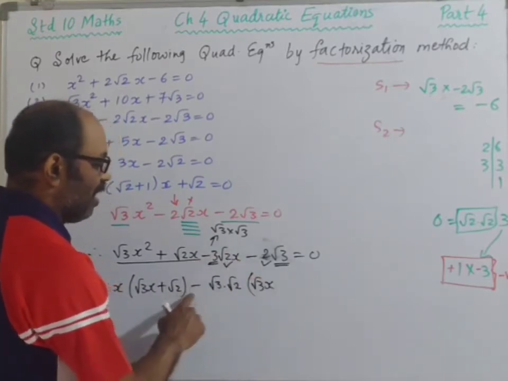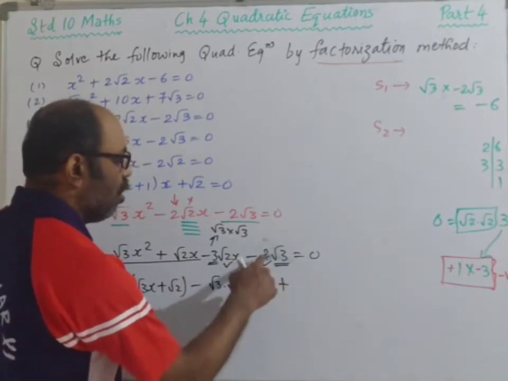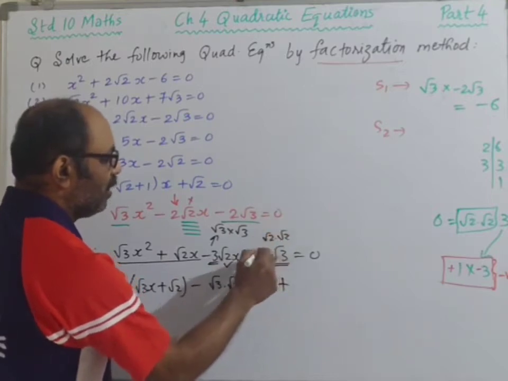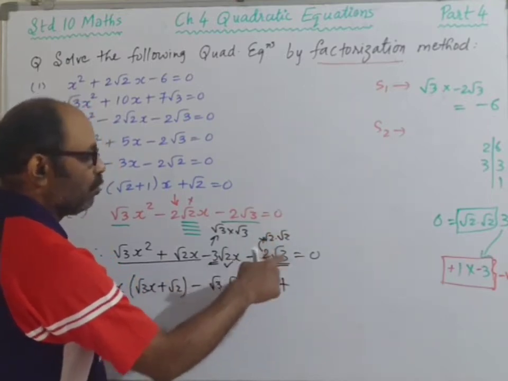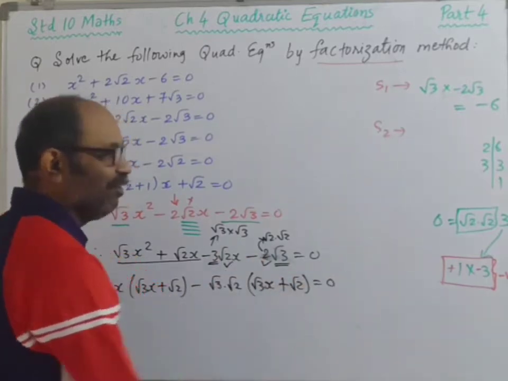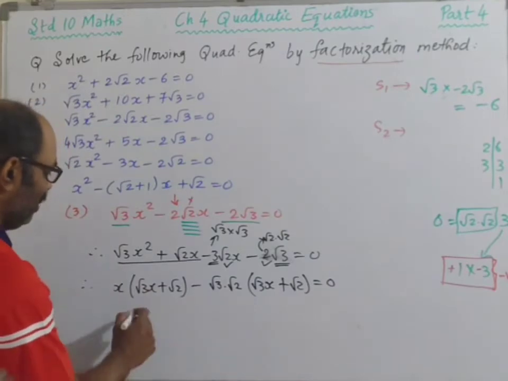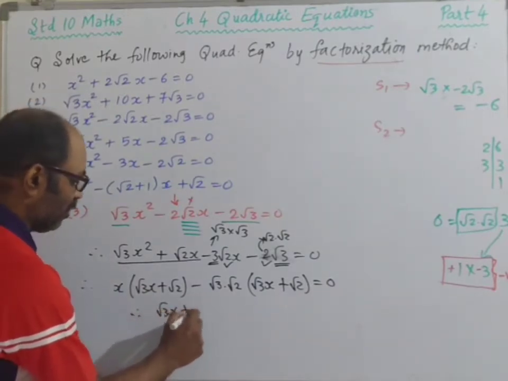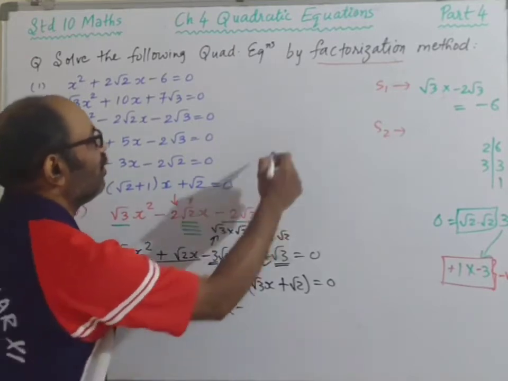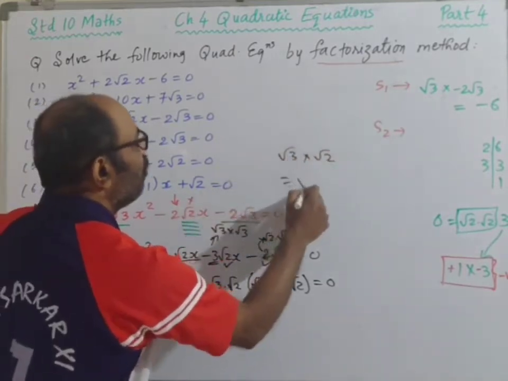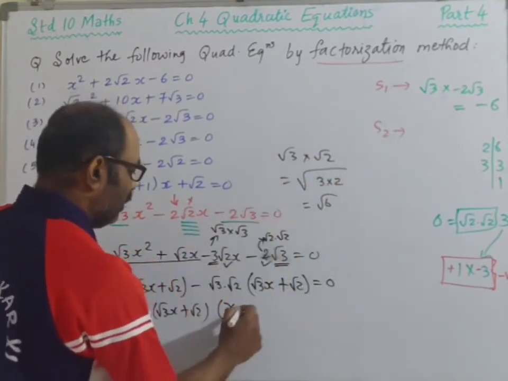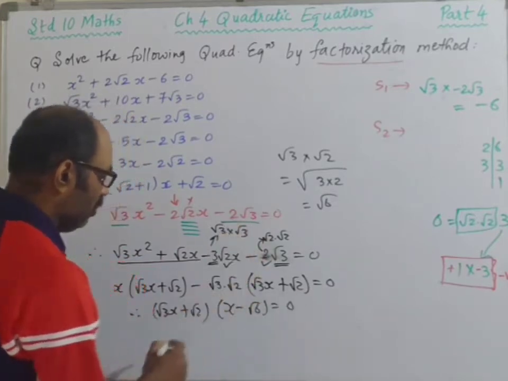And x outside is minus, so this sign will change to plus. And 1 root 2 went into common because this is also root 2 into root 2. This will be root 2 into root 2. 1 root 2 and root 3 have gone for common, so 1 root 2 is left. Be careful. I hope you understood. Therefore, root 3x plus root 2 into x minus, you may merge it, root 3 into root 2. It is a product, so it can be combined into one. Right? So root 6 that is equal to 0.